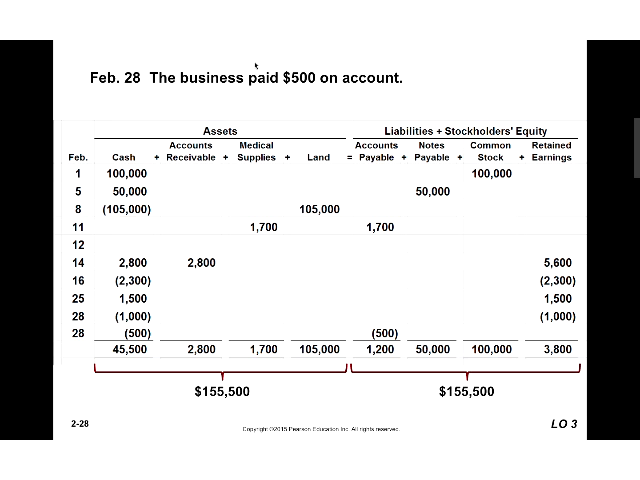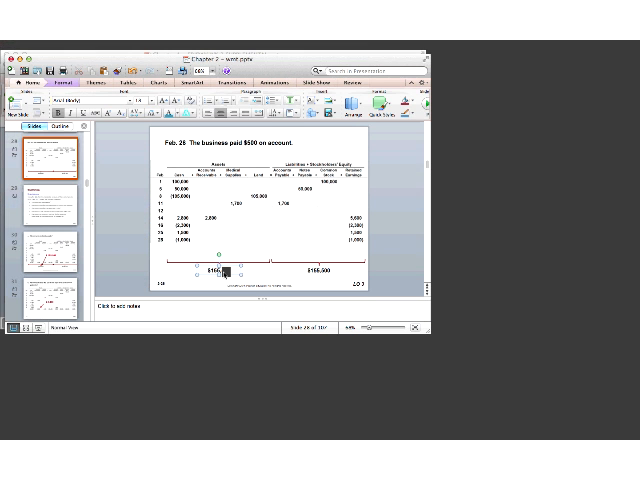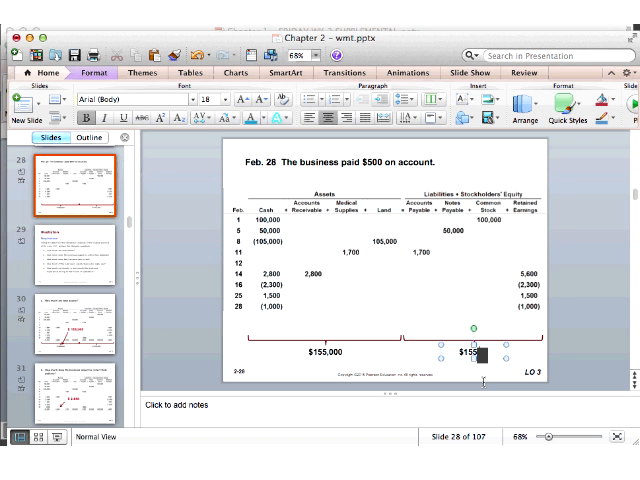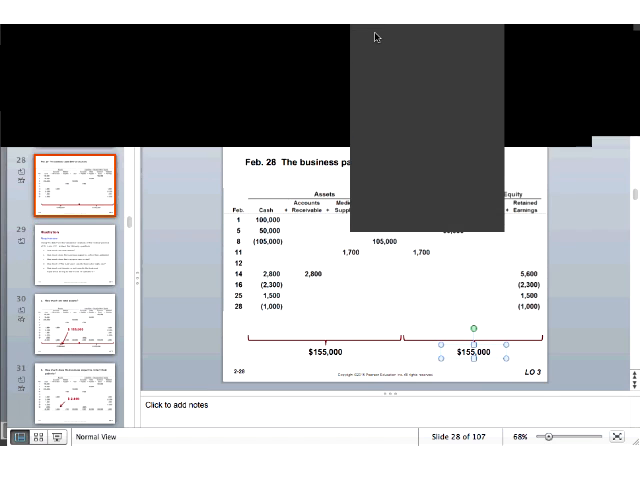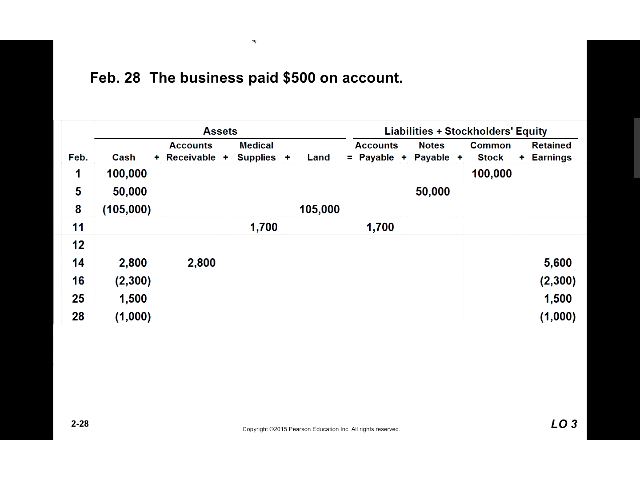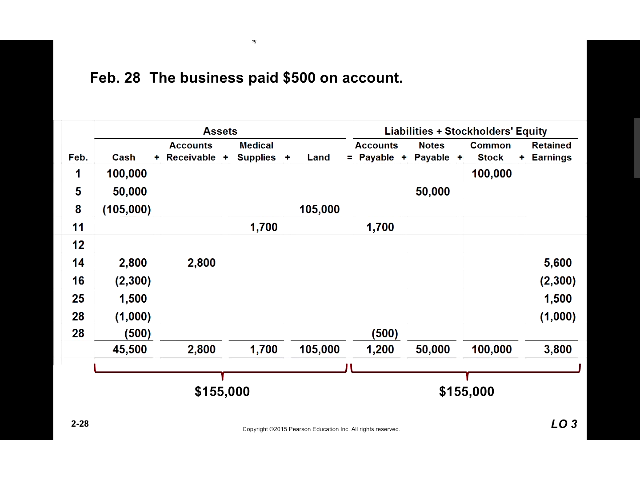I think there's an extra 5 in the slide here. Let me fix it. Okay, 155,000.